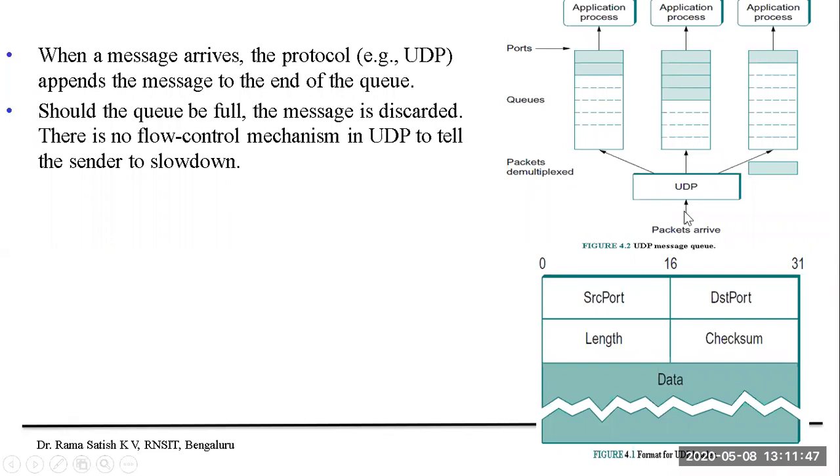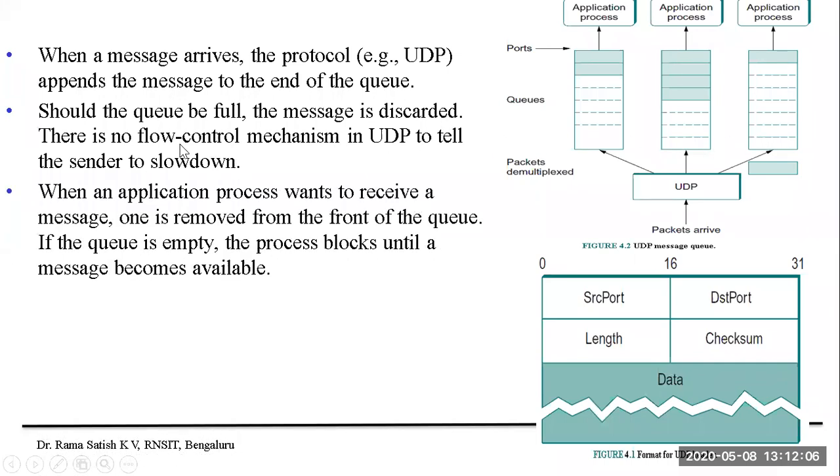And if some message comes through that port, what happens? UDP identifies the right port and appends it. So for each port, there is a queue. Once the queue is full, it will ask the sender to stop sending or discard the message. So this is to control the flow. And when the application process wants to receive a message, one is removed from the front. When the application receives, it removes the message from this queue.